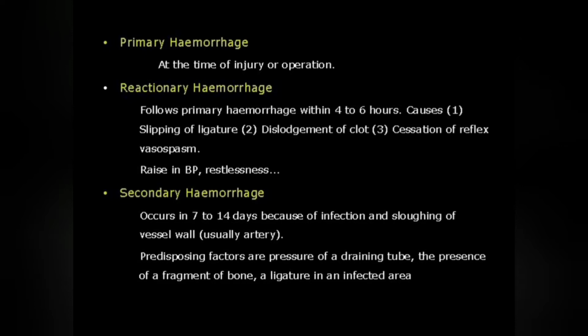Now secondary hemorrhage occurs in 7 to 14 days because of infection and sloughing of vessel walls, usually artery. So if hemorrhage occurs after 7 to 14 days due to infection or other causes, you can say it is secondary hemorrhage. So what are the predisposing factors? Pressure of a draining tube, the presence of a fragment of bone, a ligature in an infected area. So this is the explanation of the first question.